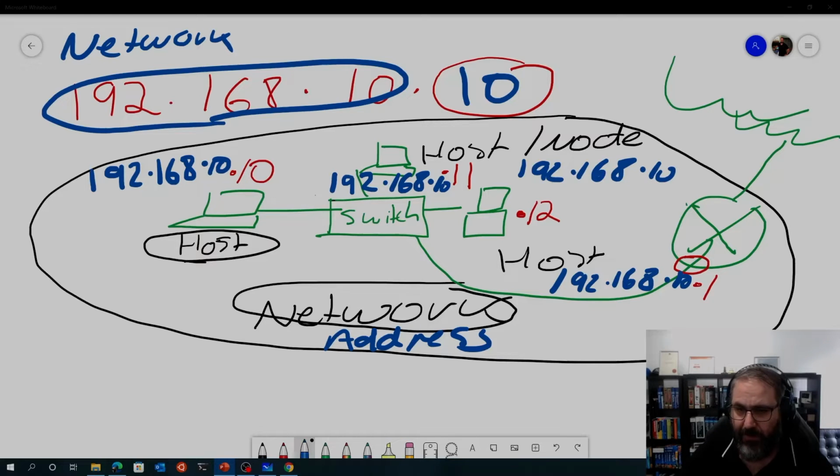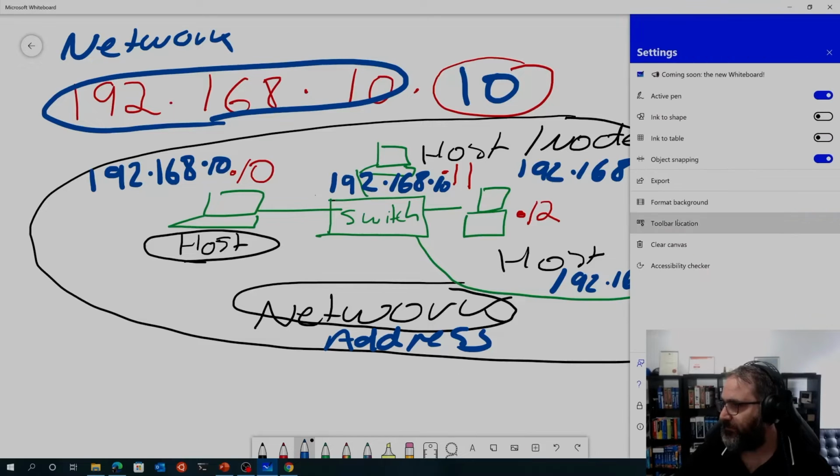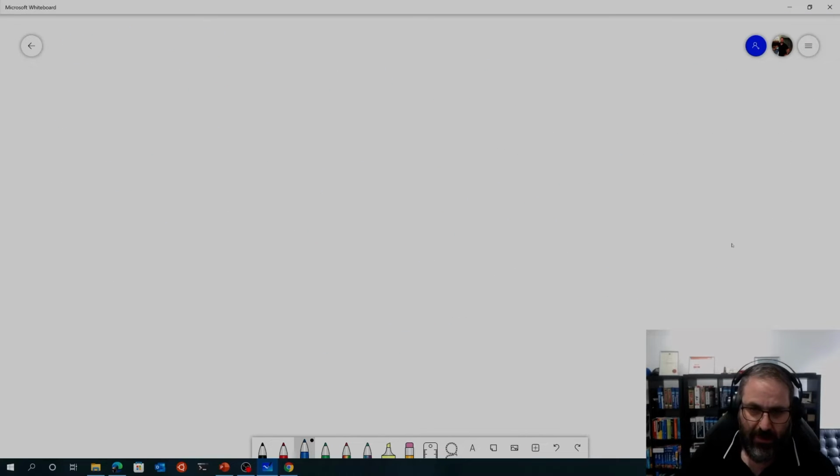Okay, so next part. Let me clear this board, and we'll start fresh from the beginning. I hope that you understood that concept, because it's really, really important. I can't stress how critical that concept is: understanding what's the network and what's the host in a physical topology. But we're going to go a little bit deeper.